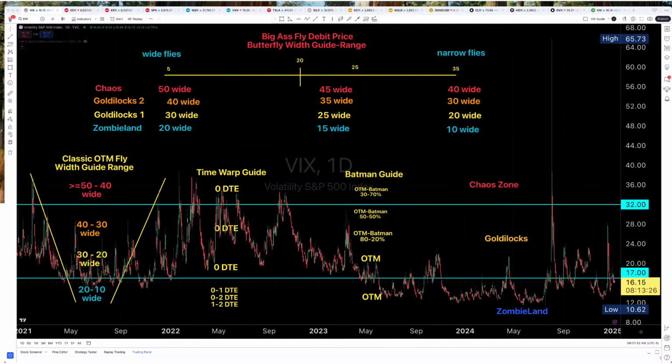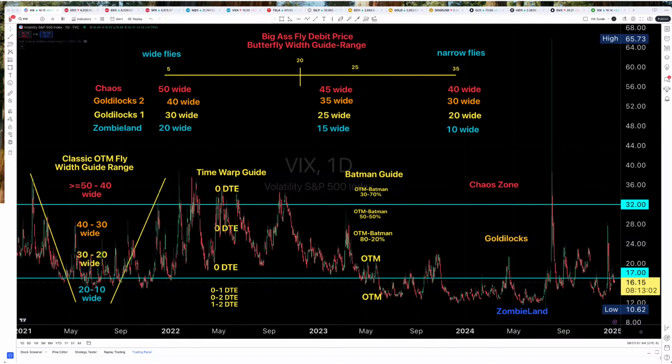All right. So first of all, the VIX this morning is now below the 17 level that demarcates Goldilocks zone from zombie land. We are definitely somewhere between a 10 and 20 wide. I'm going to lean a little heavier, maybe 15 to 20 wide. And our next thing is looking at where the big ass fly is so that we can gauge where in that range we should be. And this is why I'm looking at heavier, maybe even 25 this morning.